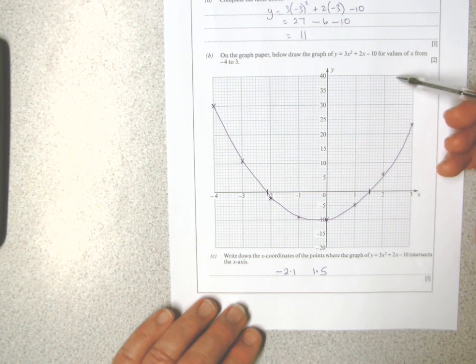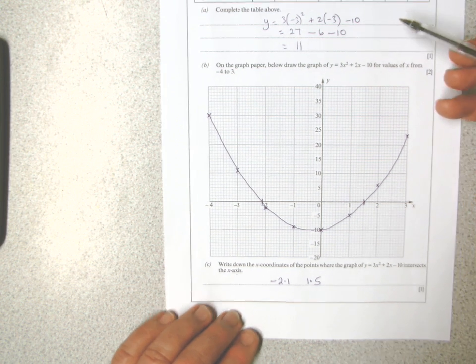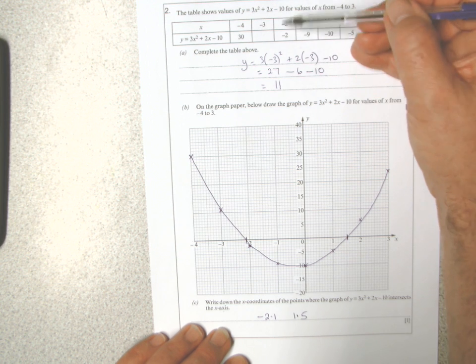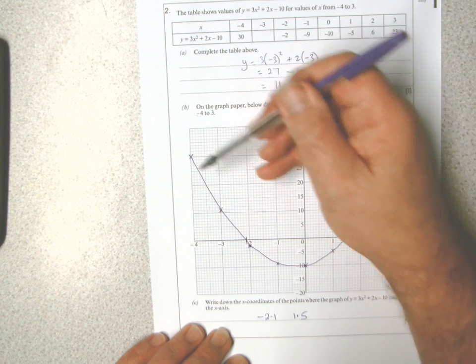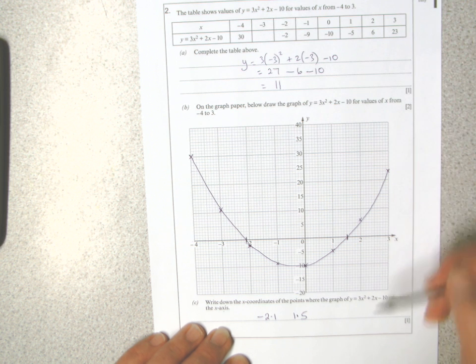So the drawing in the last part is probably easier than the first part. If you can't get the point through substitution, then let the graph show you roughly where the point is and just make a guess. At least you can score the remaining marks.